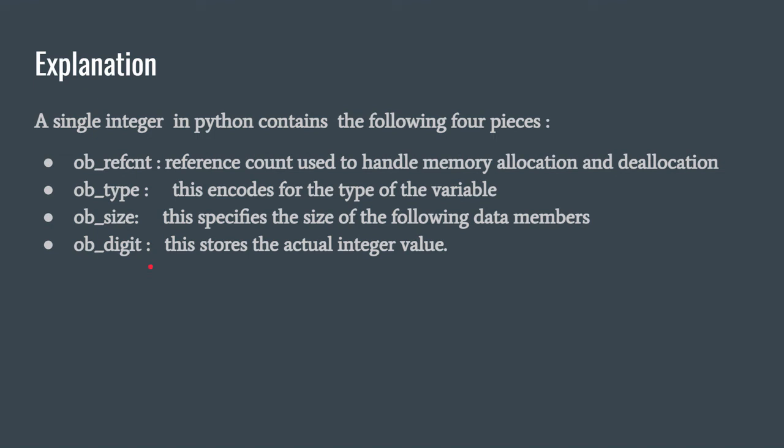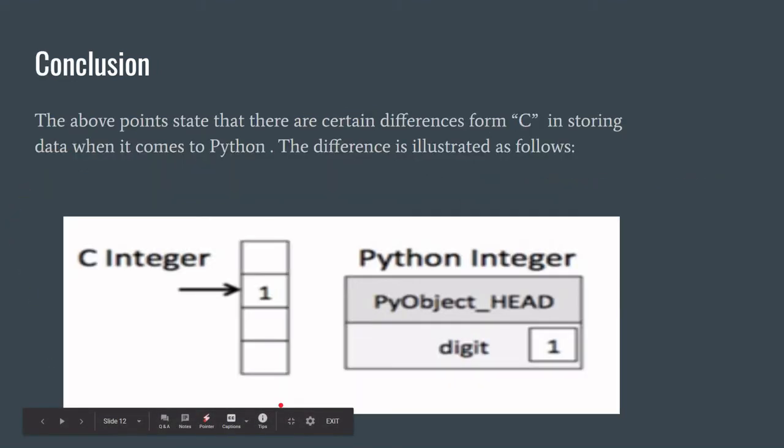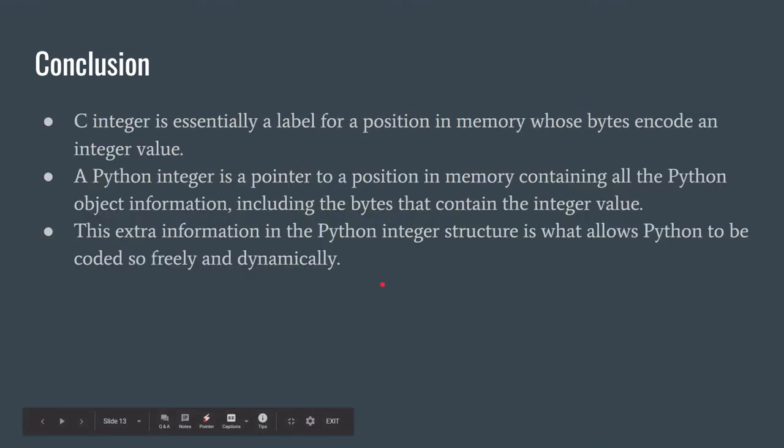So let me make it clear. When you assign a value to a variable, the variable points to a C structure. The C structure has some of the following properties, based on which the interpreter determines what the value of this integer is and what the various prerequisites of that integer are. So in conclusion, the above points state that there are certain differences between Python and C in terms of data storage. The differences are shown in the diagram and I'll explain this diagram in the next slide.